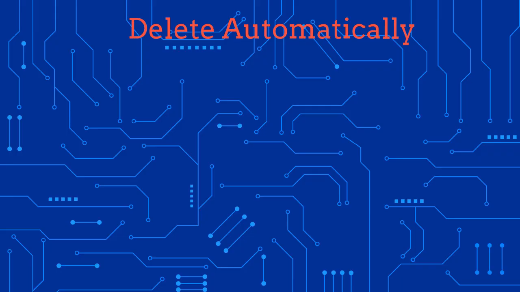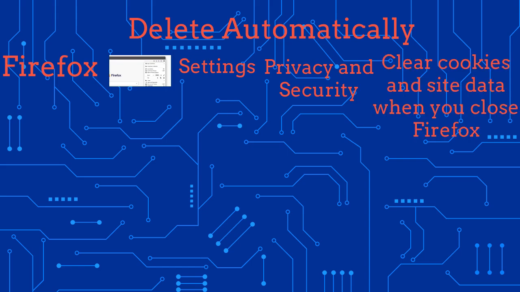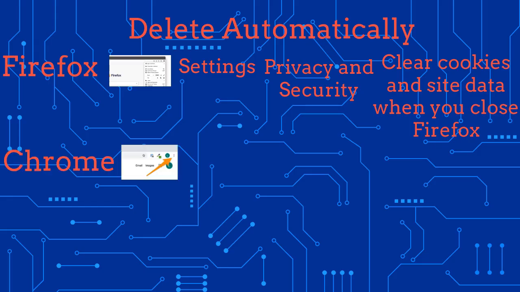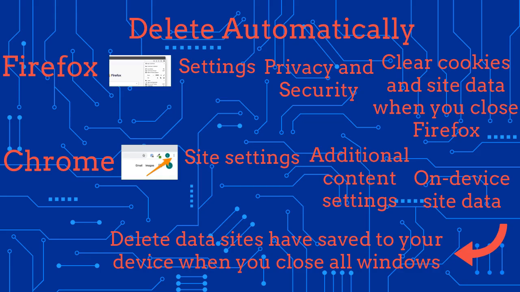To delete cookies automatically, use your web browser's built-in deleting option. In Firefox, open your web browser settings at the 3 dots or lines in the upper right corner. Select Settings, then Privacy and Security, and look for the option to clear cookies and site data when you close Firefox. In Chrome, you will have to click through a number of screens to get the same thing. Site Settings, then Additional Content Settings, then On-Device Site Data, and finally choose Delete Data Sites have saved to your device when you close all windows. You will be able to list exceptions to this on that page.